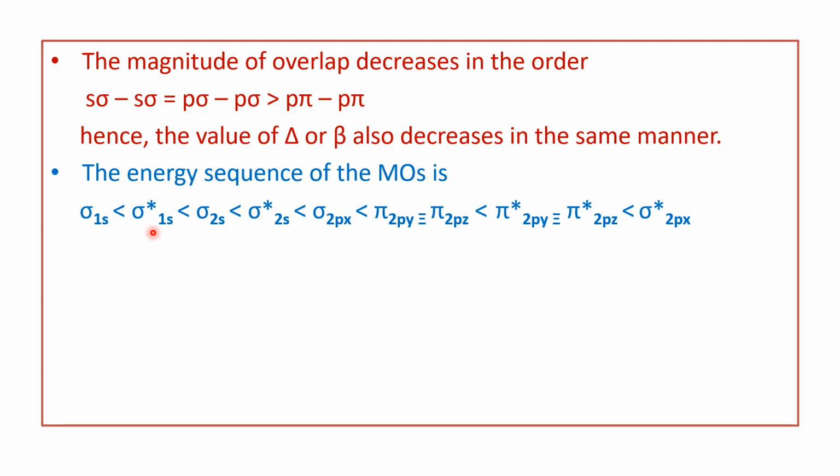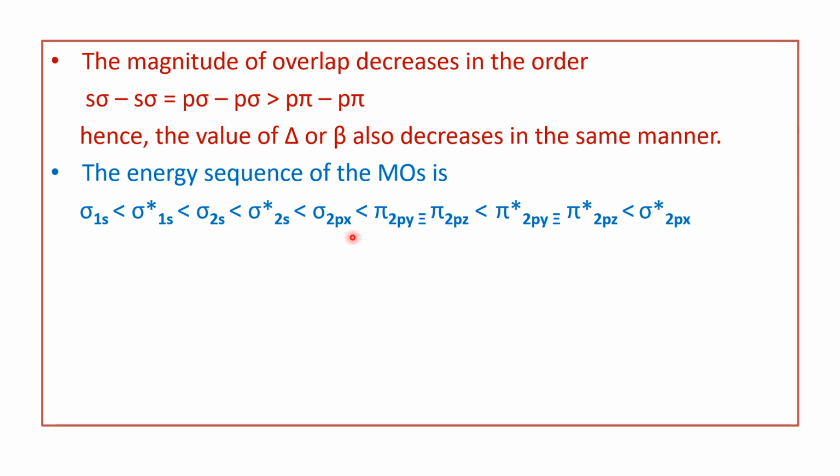First of all, we have the bonding sigma 1s, which is less than sigma asterisk 1s. So this is for the 1s. Then which is less than sigma 2s, which is less than sigma asterisk 2s. That means these two are the bonding and anti-bonding of the 2s.